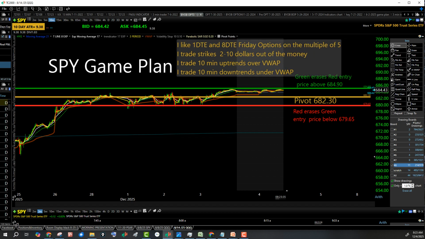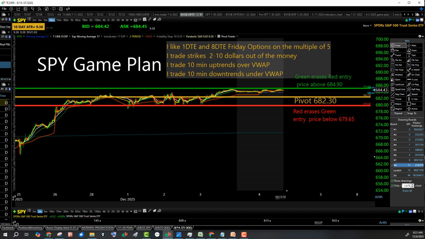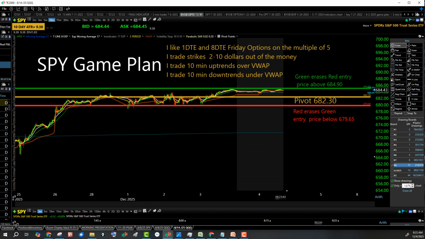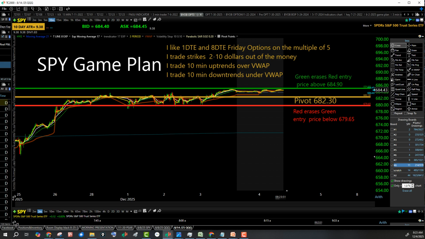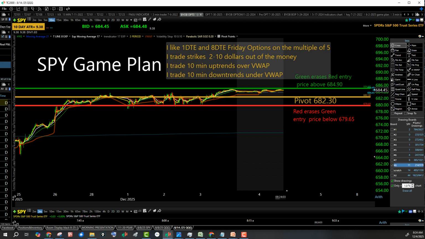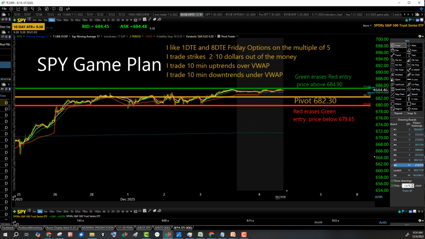But now, I trade 10-minute uptrends over VWAP. You know that's what I like, okay? You already know what my favorite trade is. If a 10-minute uptrend were to manifest down here, and they did come down here, or before the pivot or before the green erases red entry, I'm not opposed to trading that 10-minute uptrend. I just want to see the bullish 10-minute rubber band candle break before I get in.